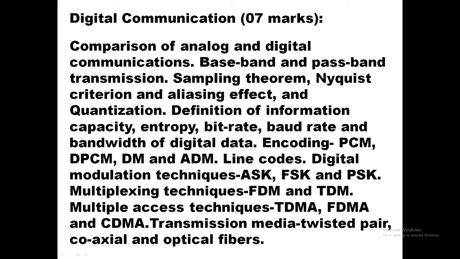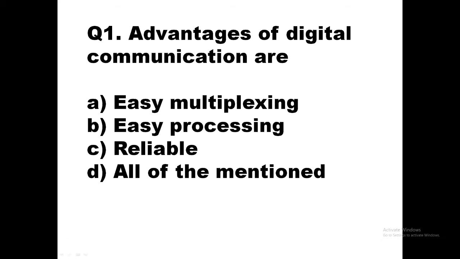So now from here we will start one by one, and we'll go to the first question, question number 1. Okay, question number 1 says: advantages of digital communications are. Options are easy multiplexing, easy processing, reliable, and all the mentioned. Now, an advantage of digital communication is that you can do multiplexing very easily. Multiplexing means combining many signals into one. Okay, that is what a digital multiplexer does.